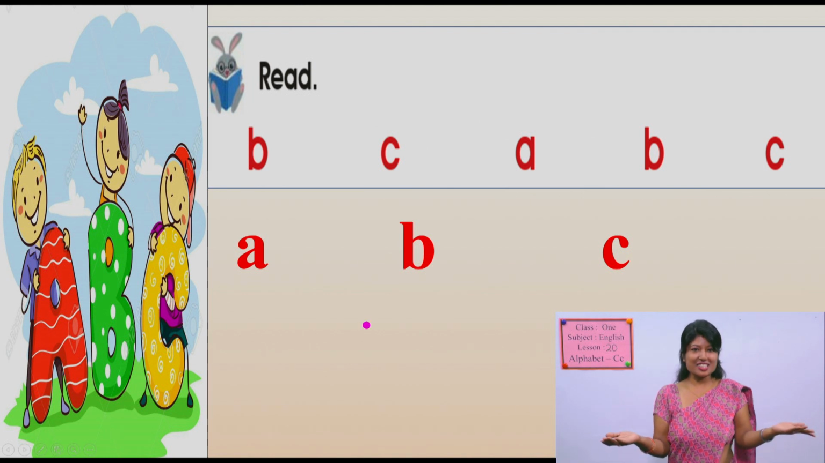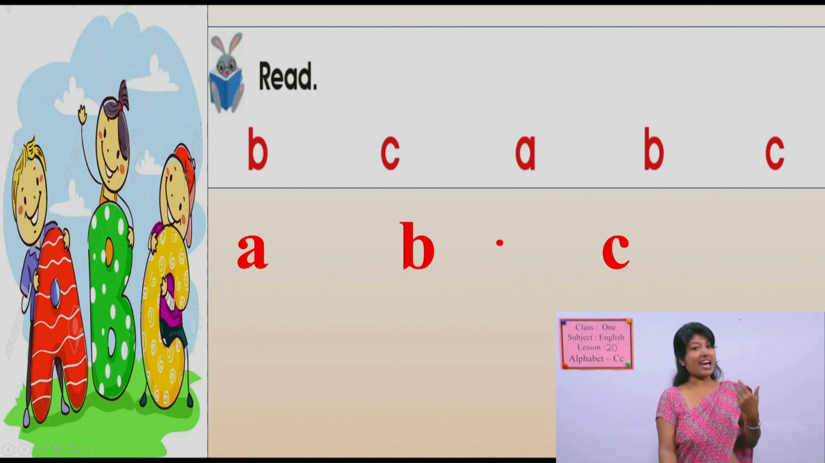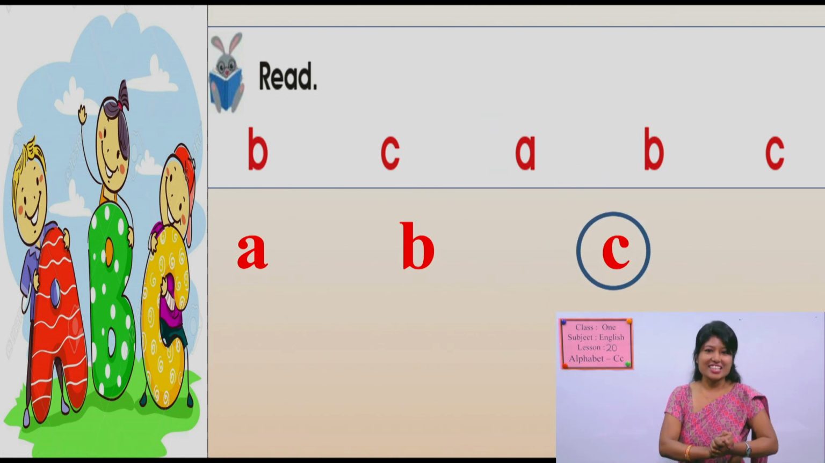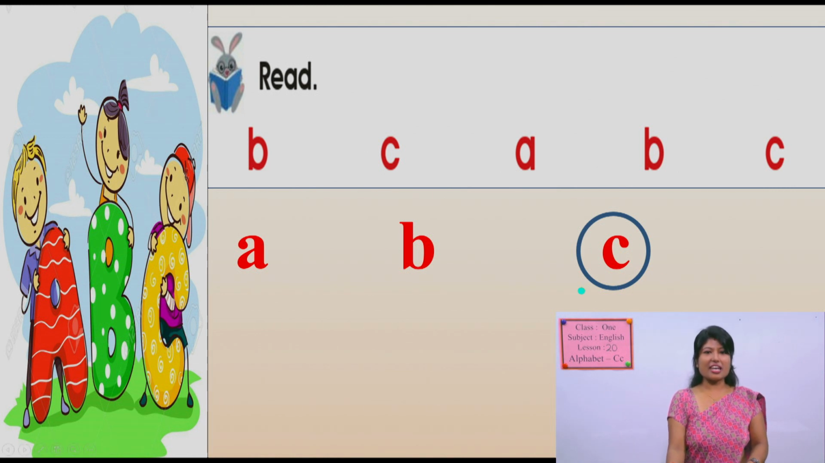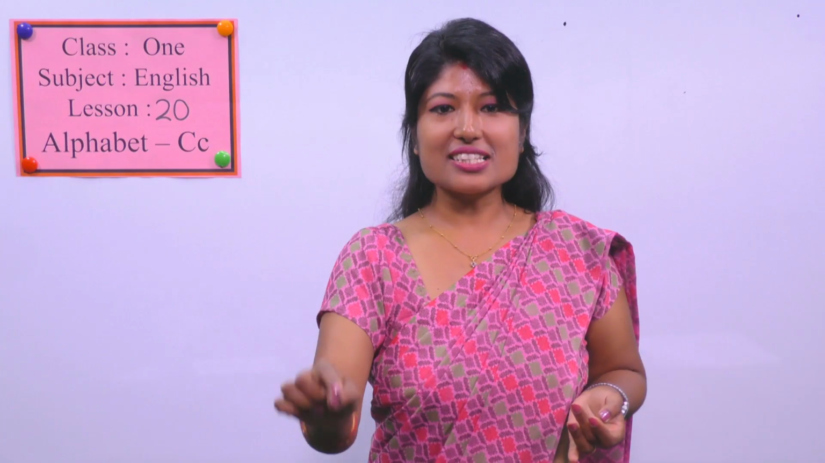ABC letters. So interesting to learn these alphabets, right? Among these ABC, we have already learned A and B, and we are learning C. Yes, so there is a circle now on the one which we are practicing, the letter C. Okay, now let's move to another slide. Let's see what is there.